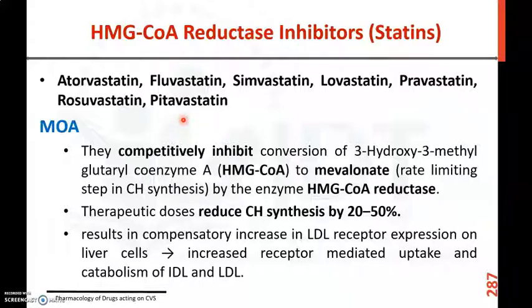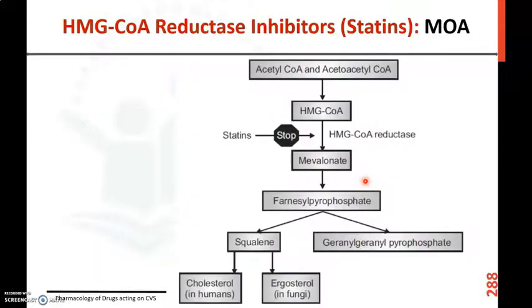As the name indicates, they inhibit the enzyme HMG-CoA reductase. So what is the importance of this enzyme? It is responsible for the conversion of 3-hydroxy-3-methylglutaryl coenzyme A, known as HMG-CoA, to mevalonate, which is the rate limiting step in cholesterol synthesis. So by inhibiting this enzyme, it will inhibit the conversion of HMG-CoA into mevalonate.